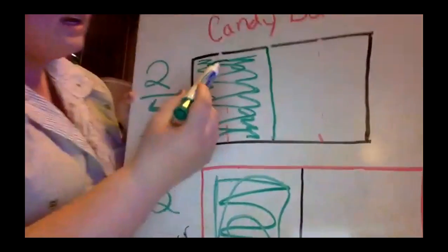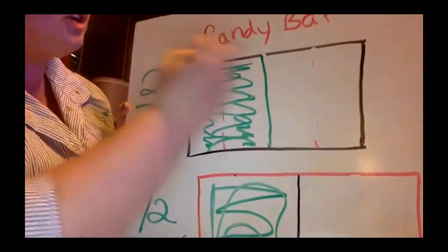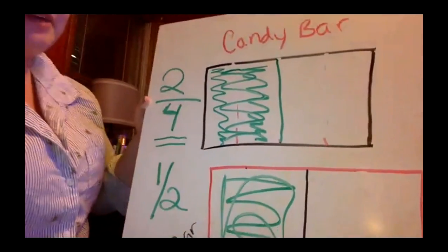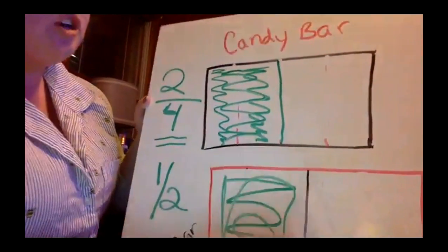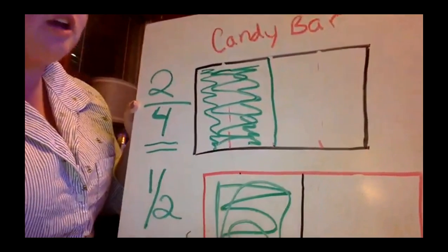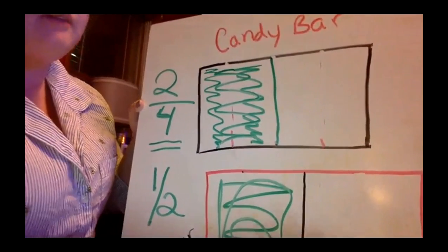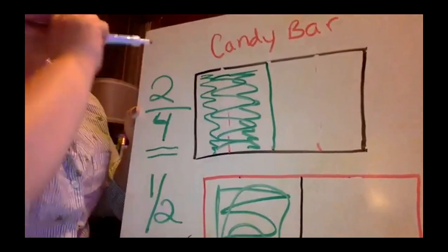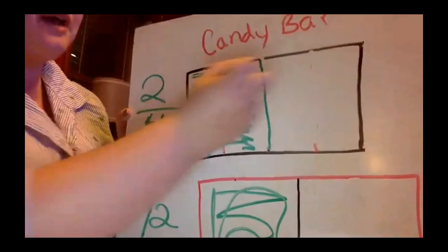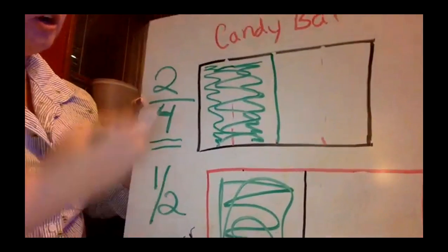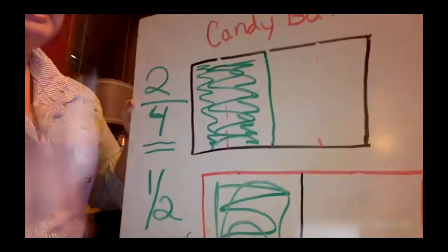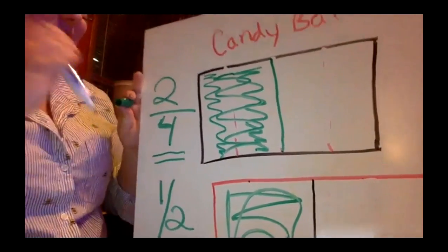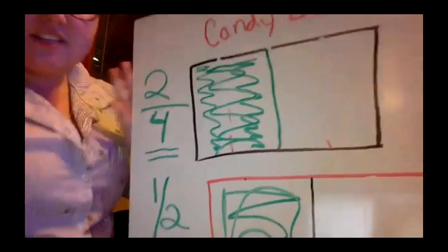Because on this one, you're coloring in 2 pieces of 4. And that's the same as 1/2, because here it is 2 parts, and you're just coloring in half of it. And that's the same as this, except you have 4 parts, and you're coloring in 2. But we're going to see more of this and how it works with your figures.